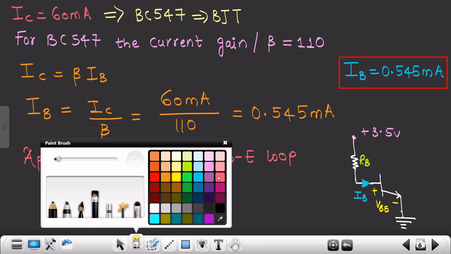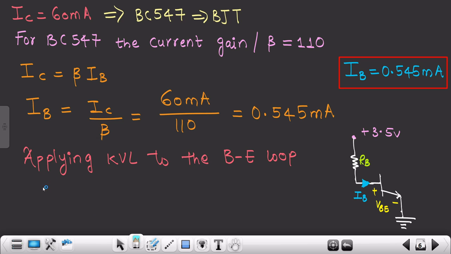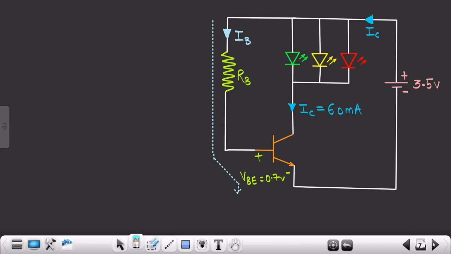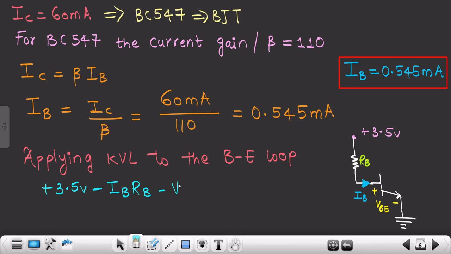So as I'm applying KVL over here, this would be plus 3.5 volts minus IBRB, minus VB. As I told you, whenever you are moving in the opposite direction, this is your plus minus. So when you are moving from top to bottom, you should always take into account the opposite sign, and the opposite sign is minus in both of these scenarios, so that's why I'm writing minus IBRB and minus VBE, and then it is equivalent to 0.